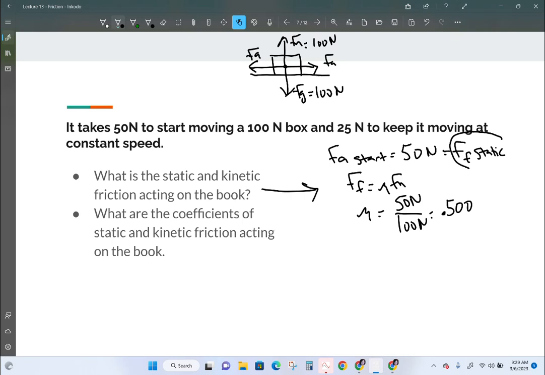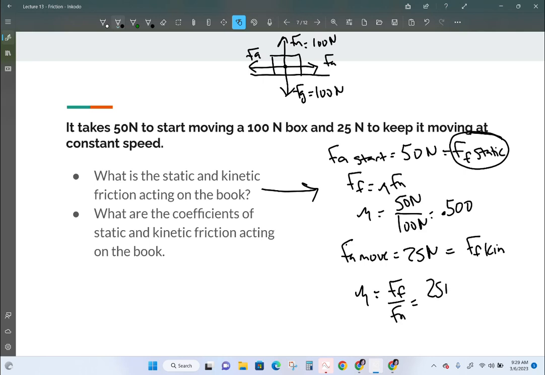Because the static friction force is 50 newtons. The kinetic friction force is 25 newtons. So that is FF kinetic. And mu is going to be equal to the friction force divided by the normal force. 25 newtons divided by 100 newtons, 0.25. No units. So these are the coefficients, the decimals, and the actual forces are given to you in the problem.